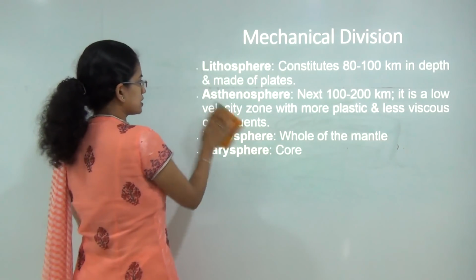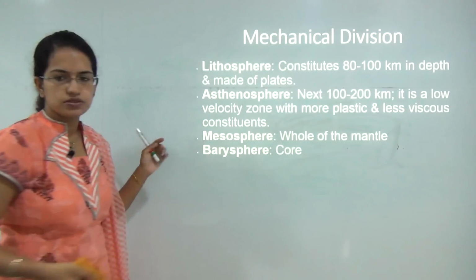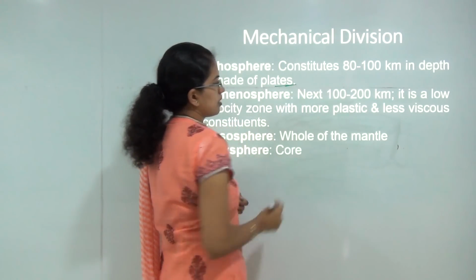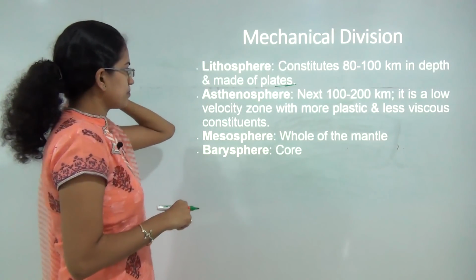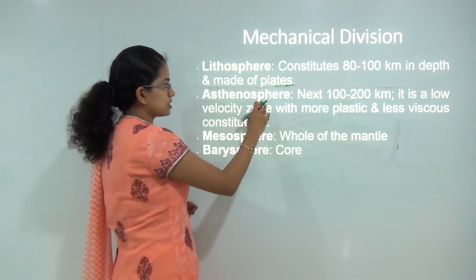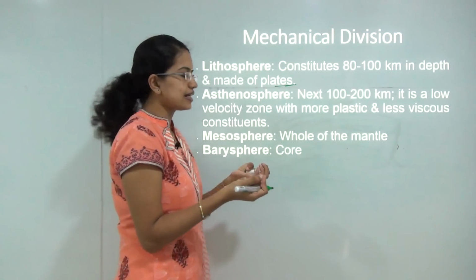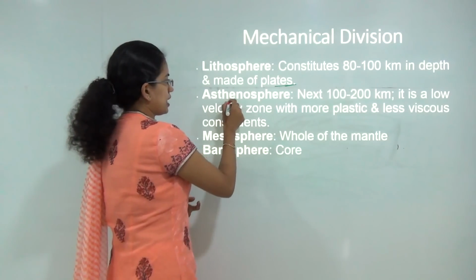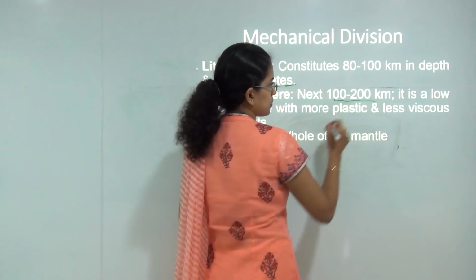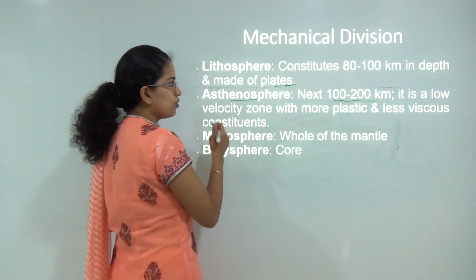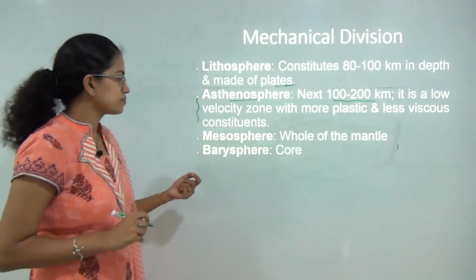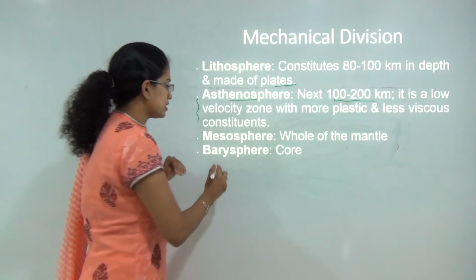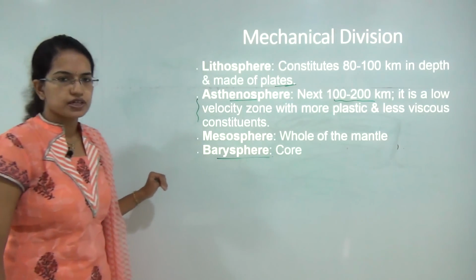It talked about the crust as the lithosphere, which constitutes around 80 to 100 kilometers and is made up of plates coming from the same plate tectonic theory. Below that you have the layer of asthenosphere, which is liquid or plastic, I could say, above which these plates float. That's 100 to 200 kilometers. It's again a low velocity zone and less viscous. Then you have the mesosphere or the complete mantle, and finally the barosphere or the core of the earth.